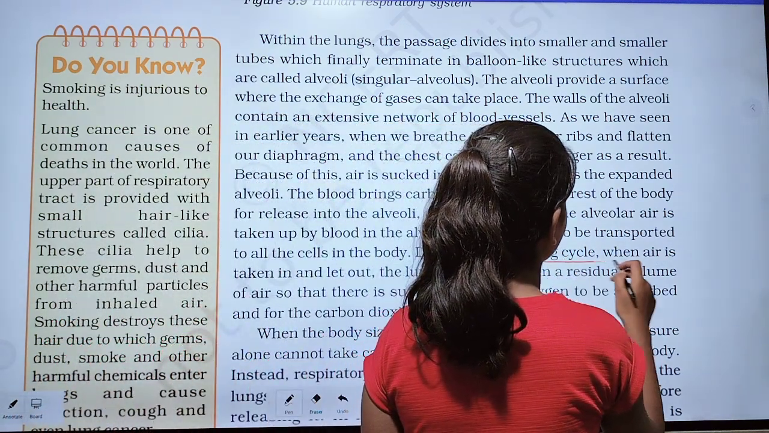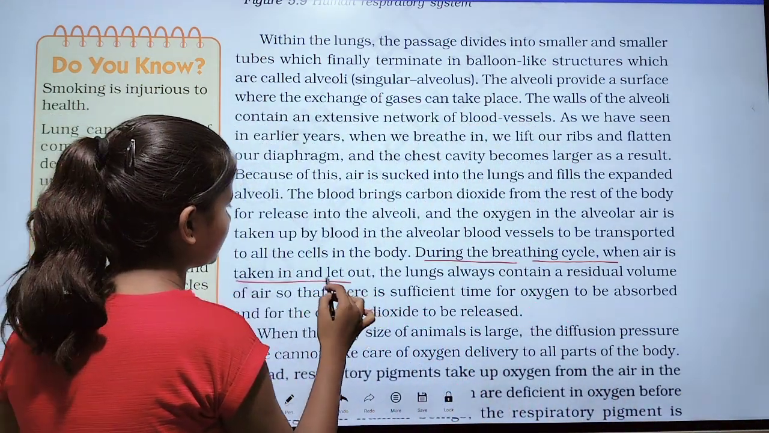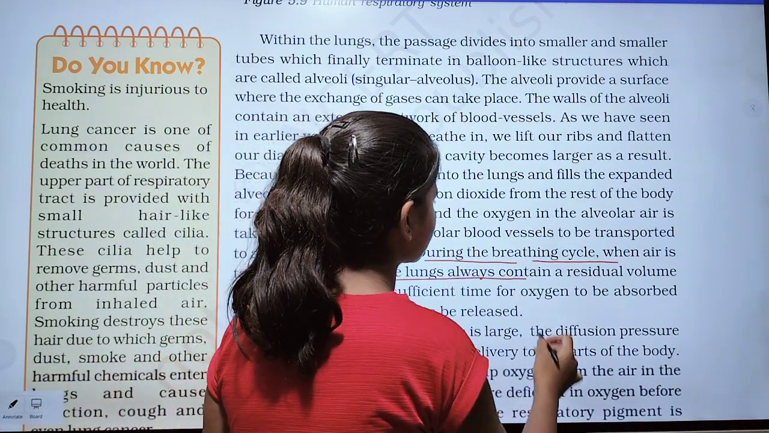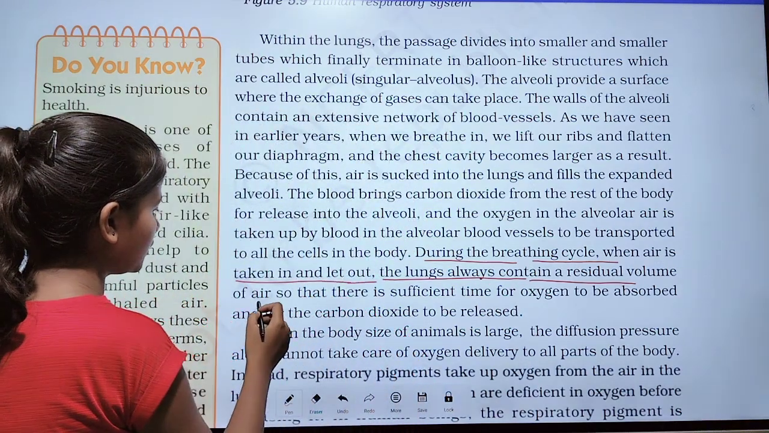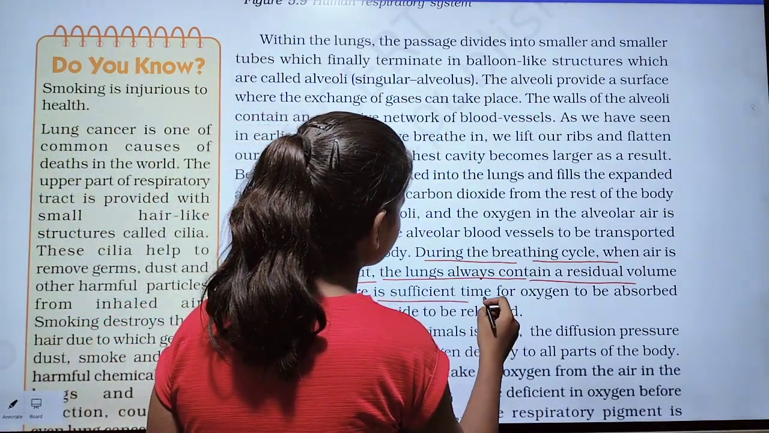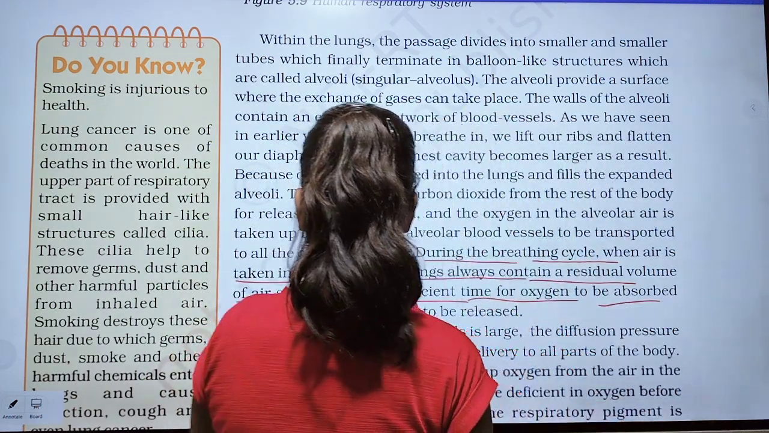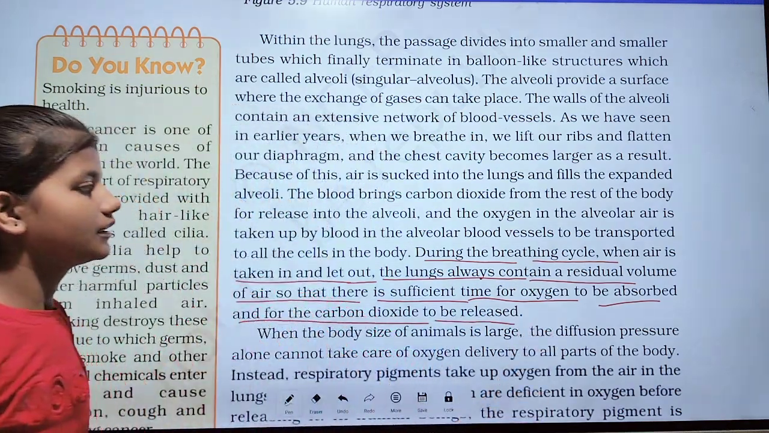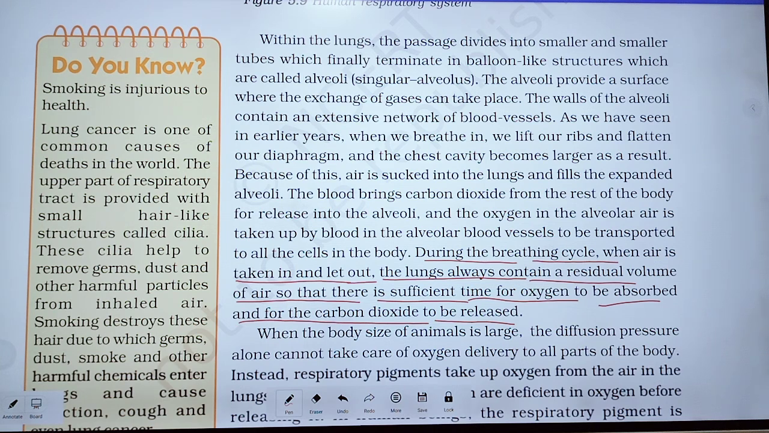During the breathing cycle, when air is taken in and let out, the lungs always contain a residual volume of air so that there is sufficient time for oxygen to be absorbed and for the carbon dioxide to be released.